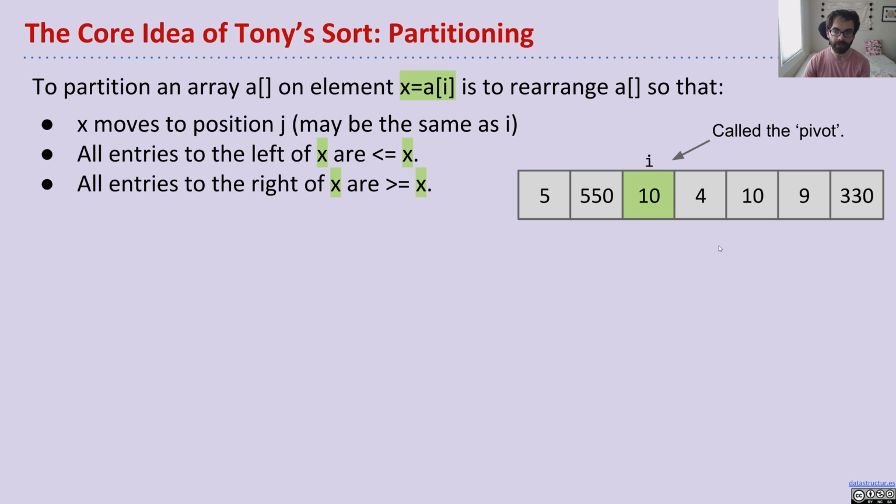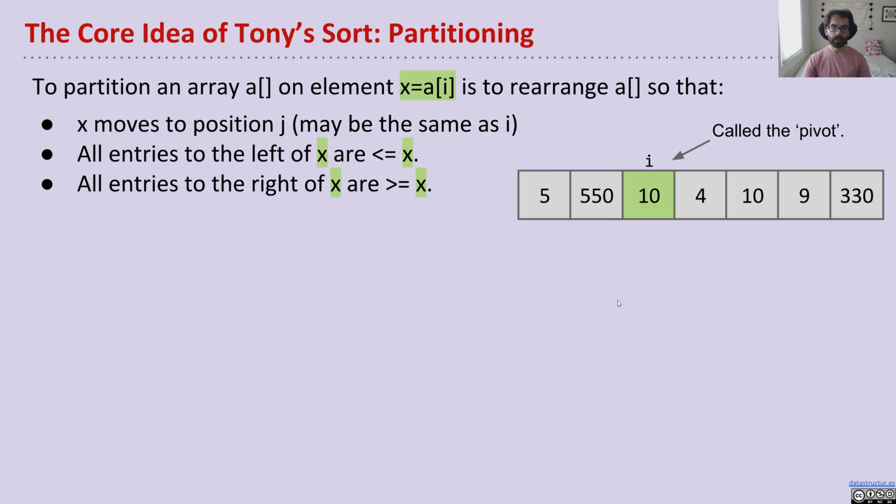in this case it's an array, so that after the rearranging process is done, all entries to the left of the item we picked, x, are less than or equal to x, and all the entries to the right of x are greater than or equal to x. And we'll say that x was just whatever item was in position i, the pivot position.